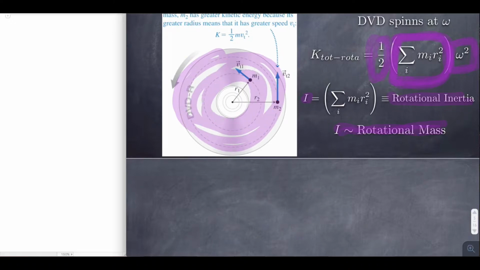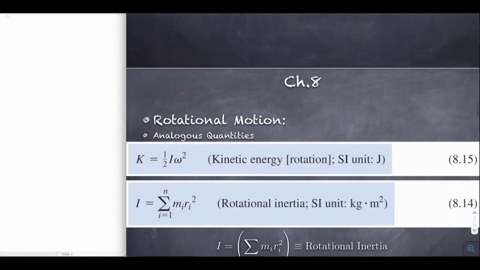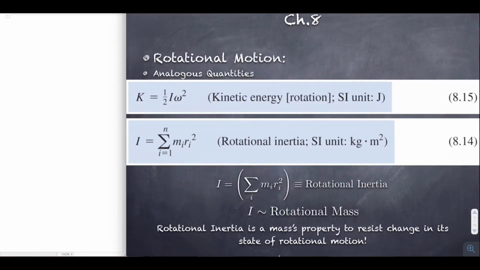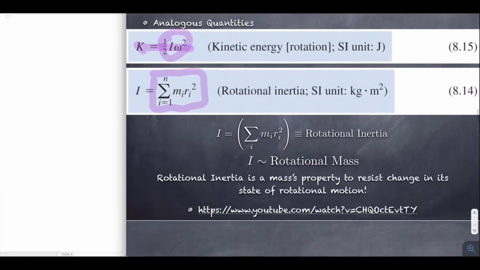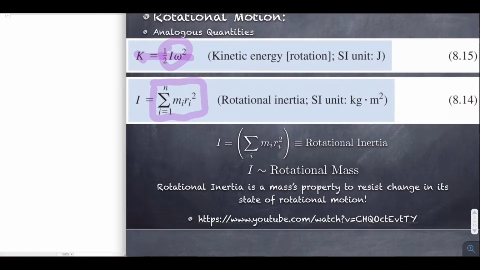DVD-ROM or Blu-ray disc as it's rotating. So this gives us two new things we have to consider here. We have K, the kinetic energy of rotation, which is 1/2 I omega squared now, and then I, which is the rotational inertia as a sum of all pieces of mass times the radii squared. Okay, and why is this important? Does this seem to matter at all?